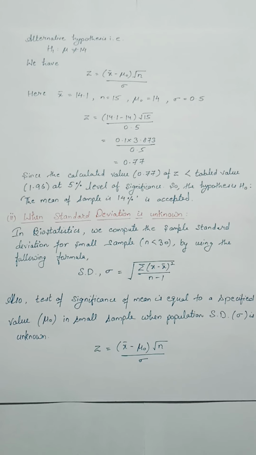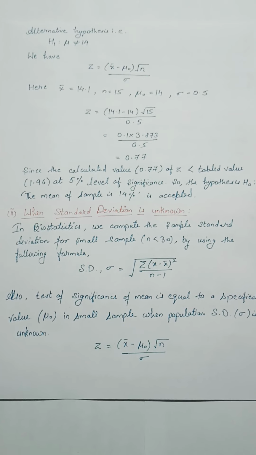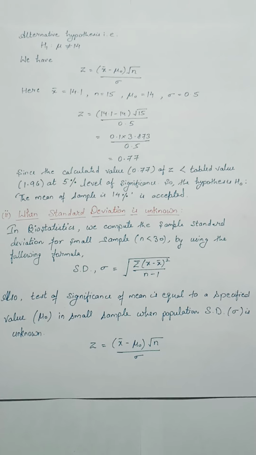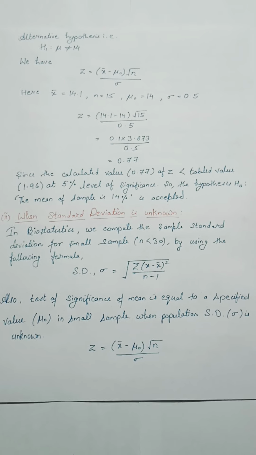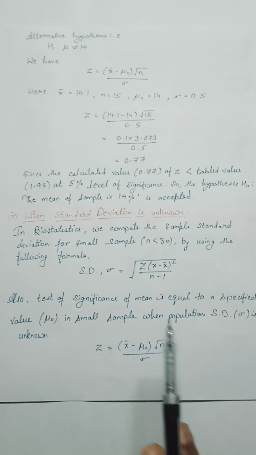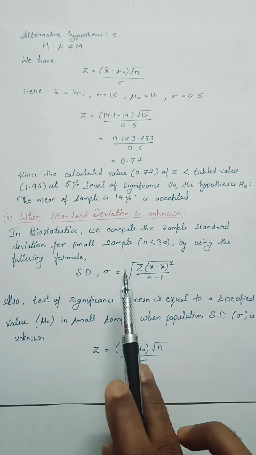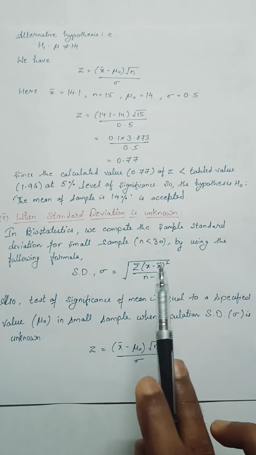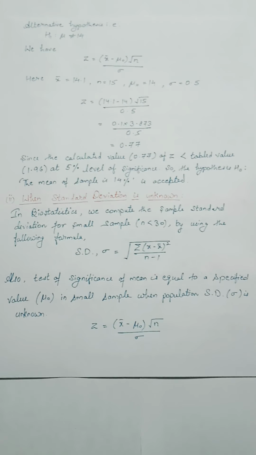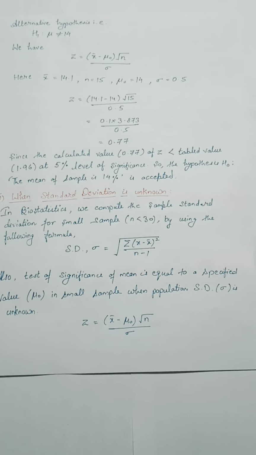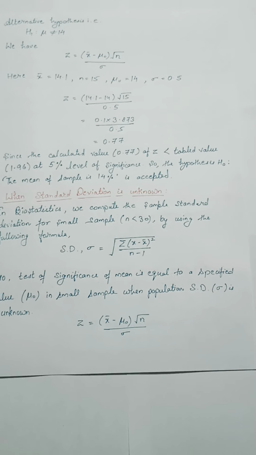Now let's come to the second test we saw in the beginning, when standard deviation is unknown. In biostatistics, we compute the sample standard deviation for small sample, that is n less than 30, by using the following formula. First we find the standard deviation sigma as square root of summation of (x minus x bar) whole square upon n minus 1. After finding this value of sigma, we can have the test of significance, z equals (x bar minus mu naught) into square root n upon sigma.